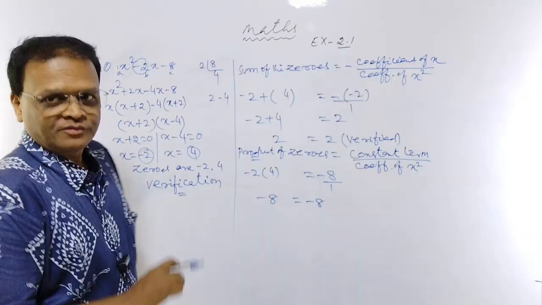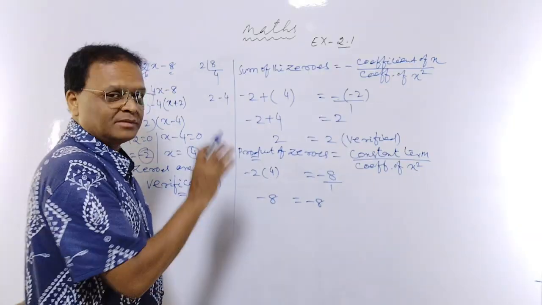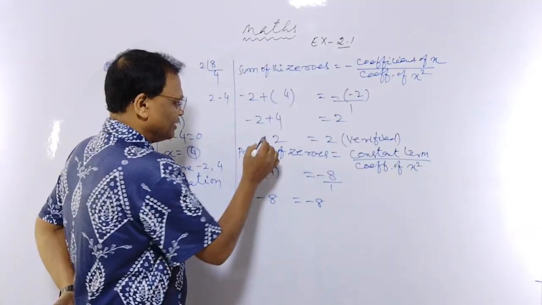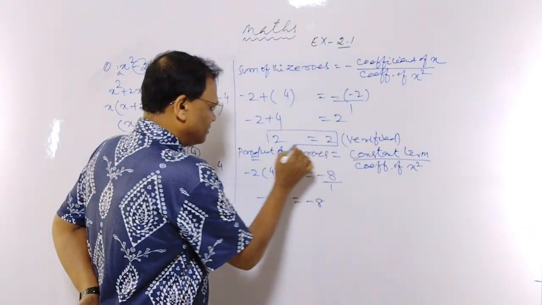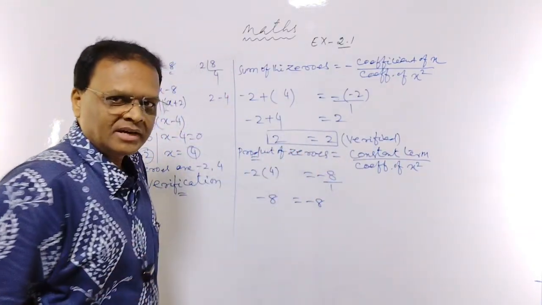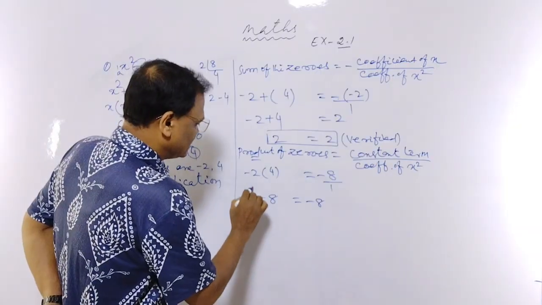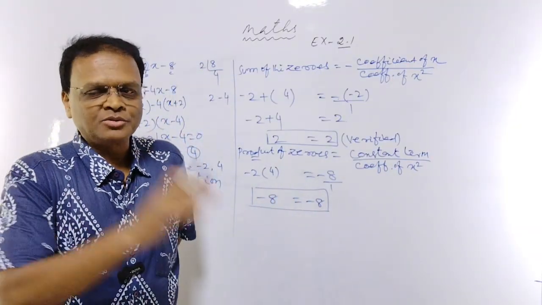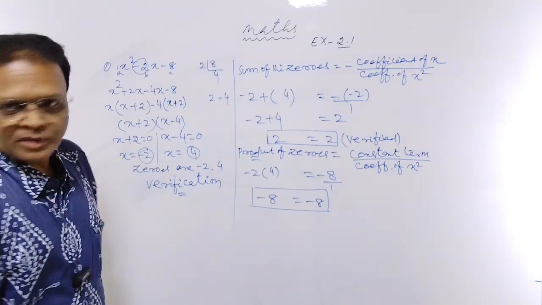And in this case also it's verified, exactly like the previous one. Left side 2 is equal to 2, verified. Look at here, it's verified. And here also I am getting minus 8 is equal to minus 8. It's verified. So this is the first question of exercise number 2.1.